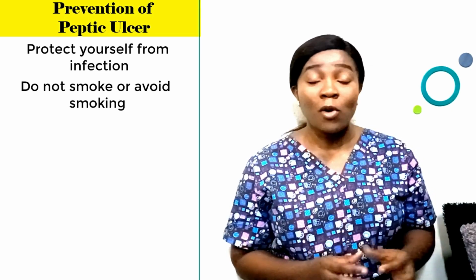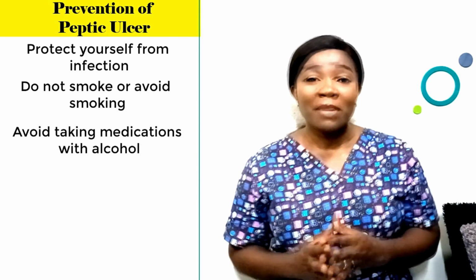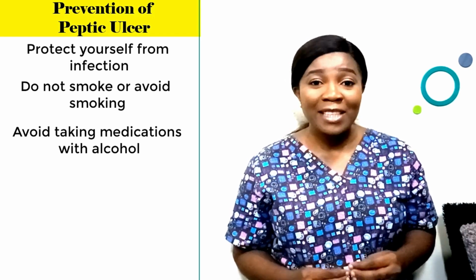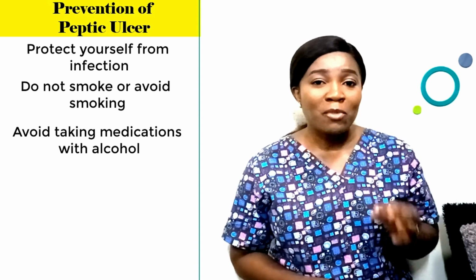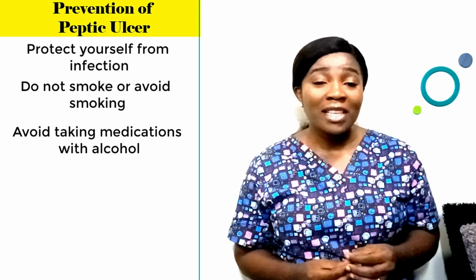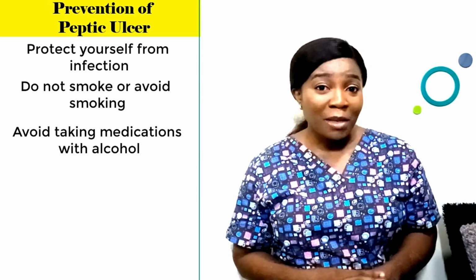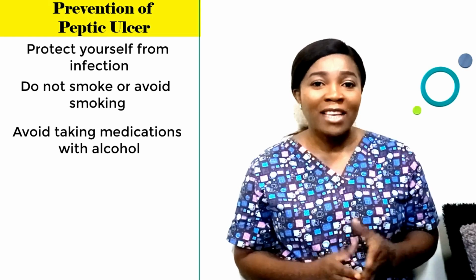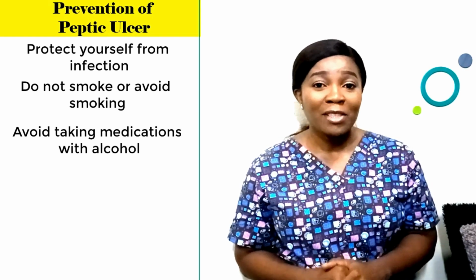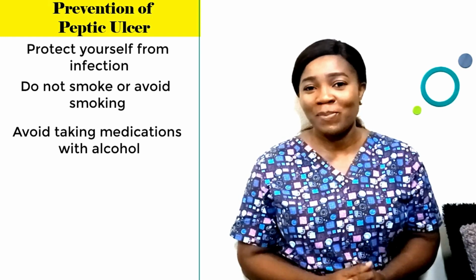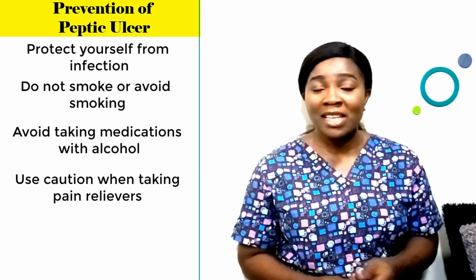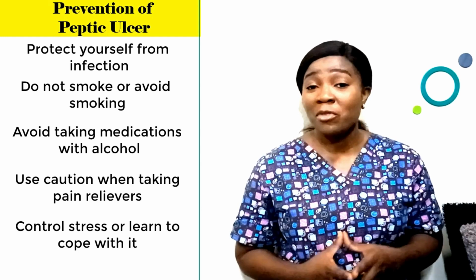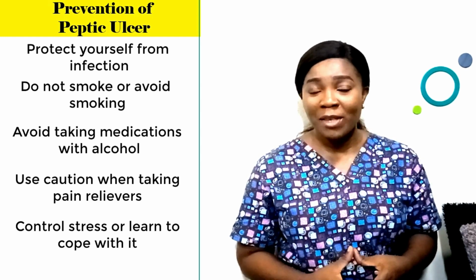2. Do not smoke or avoid smoking. 3. Avoid taking medications with alcohol or avoid alcohol when you're taking your medication. Use caution when taking pain relievers, especially NSAIDs. Take them with meals. If you must take an NSAID, you may need to take an antacid, a proton pump inhibitor, an acid blocker, or a cytoprotective agent. All these will be determined by your HCP, your healthcare provider. So if you have any symptoms, please go to the hospital. 4. Use caution when taking pain relievers, especially NSAIDs. 5. Control stress or learn to cope with it by spending time with friends, doing exercises, or writing in a journal.